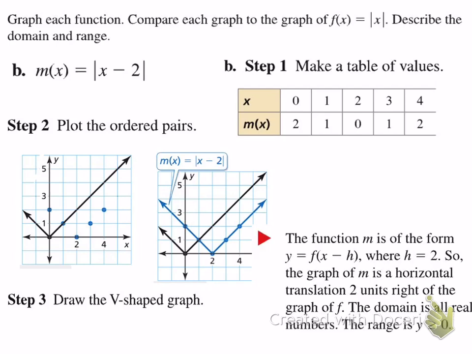Questions? Okay. So when it's inside, the only effect it has is it's going to translate it horizontally to the right or to the left. In this case, we translated it 2 units to the right. But my domain and range stayed the same. Okay, let's try another.